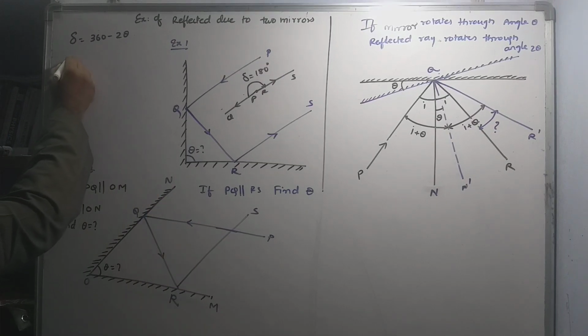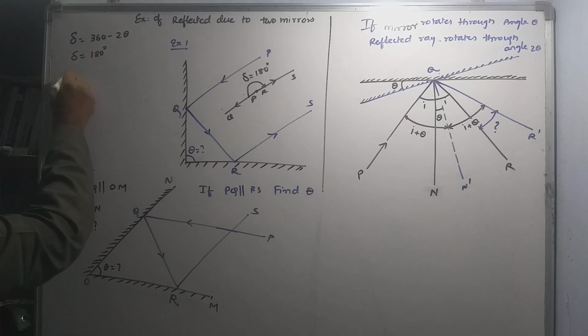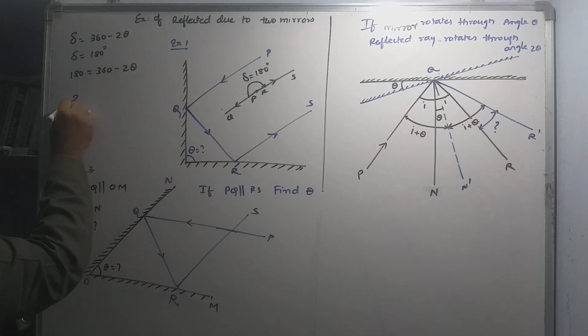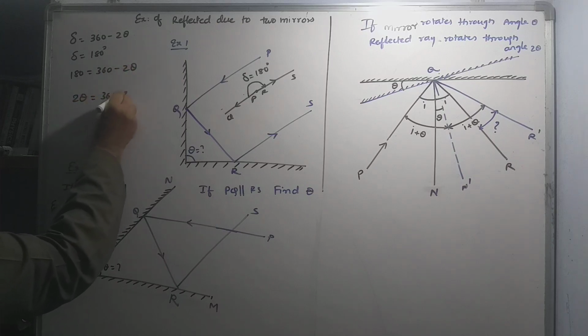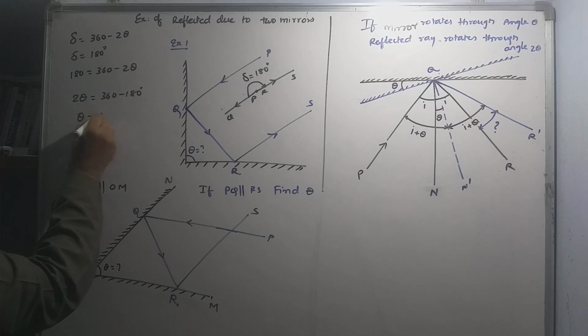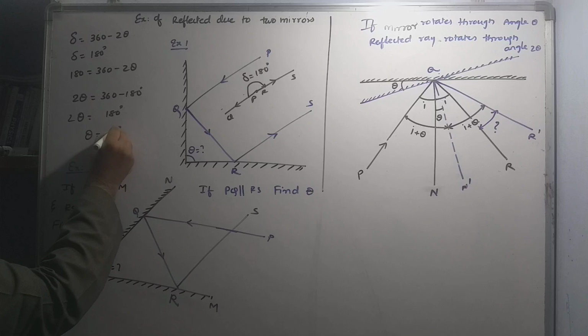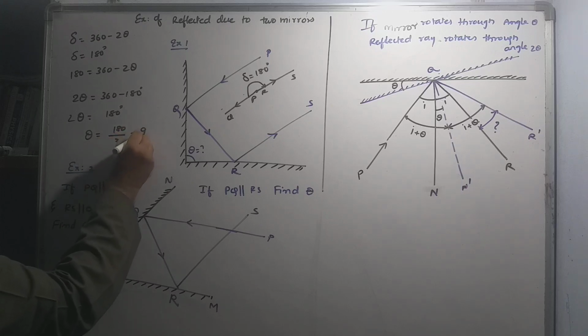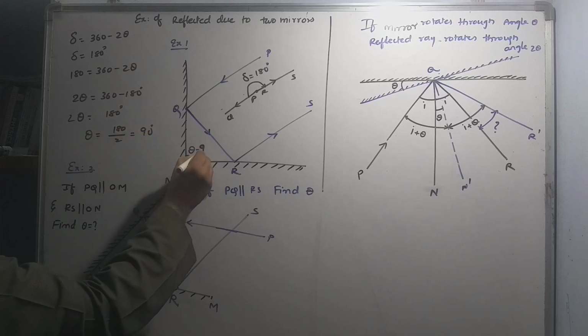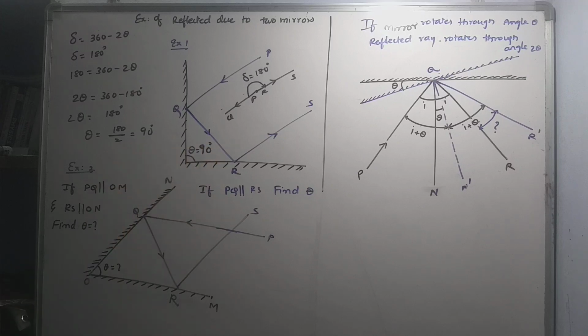As delta is 180 degrees here, we can write 180 is equal to 360 minus 2 theta. Therefore 2 theta is equal to 360 minus 180 degrees, which is 180 degrees. So theta is 180 by 2, which is 90 degrees. Therefore we got the value of theta as 90 degrees, according to the concept that deviation between the two mirrors is 360 minus 2 theta, which was explained in the previous class.